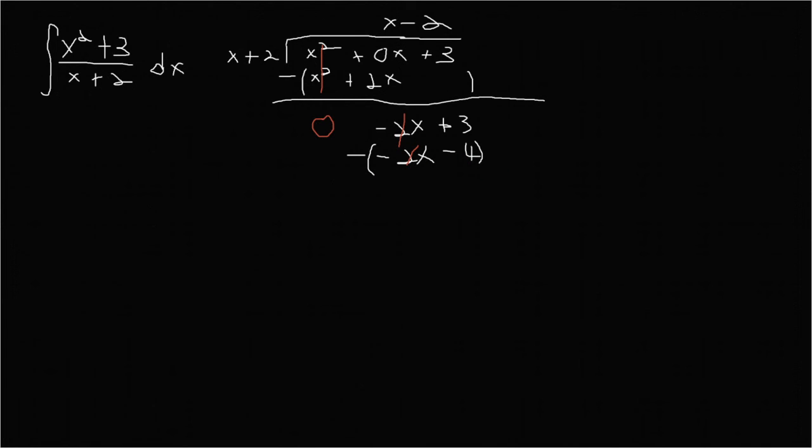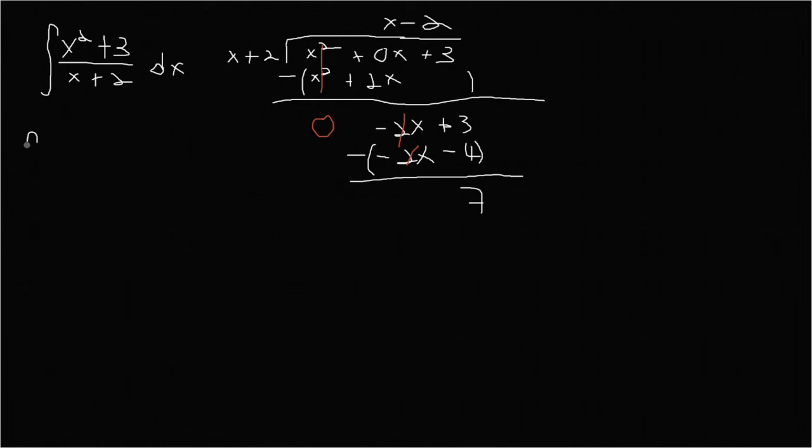And now let's look at this side over here. So we're going to have 3 minus a negative 4. So that's actually 3 plus 4, which is 7. So now we have this x minus 2 as a front term, and then we have 7 over the denominator, and we can integrate that.